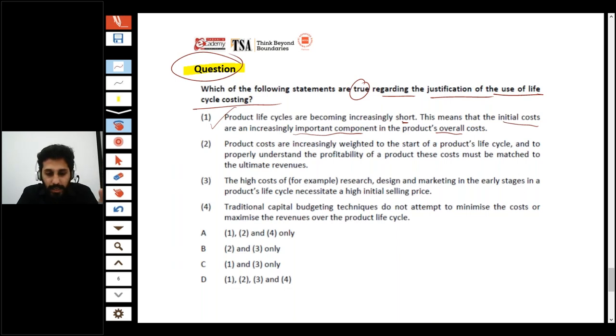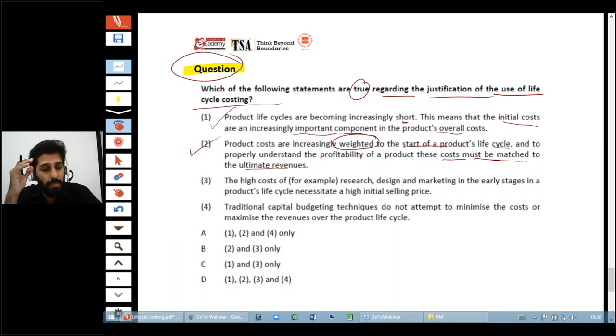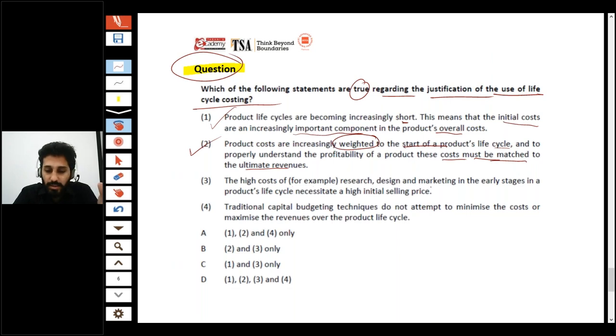Number two, product costs are increasingly weighted, that's not the waiting for the time, that is the weightage to the start of the product life cycle, and to properly understand the profitability of the product, these costs must be matched to the ultimate revenues. Yes, this must be matched because the costs are getting increased, and the cost must be matched with the revenue so that you can estimate your profitability.